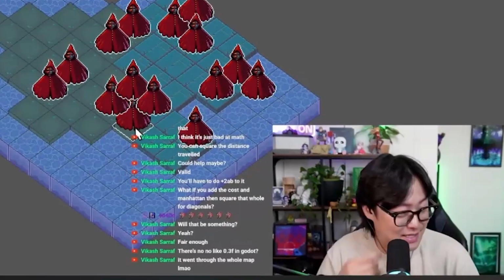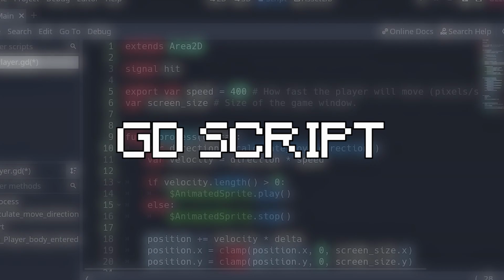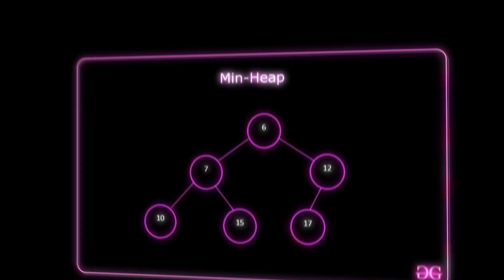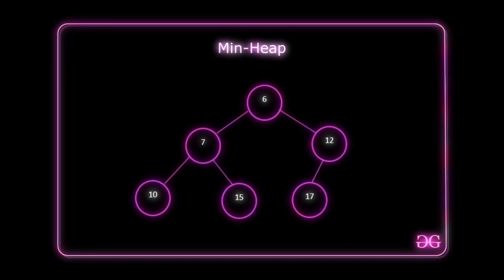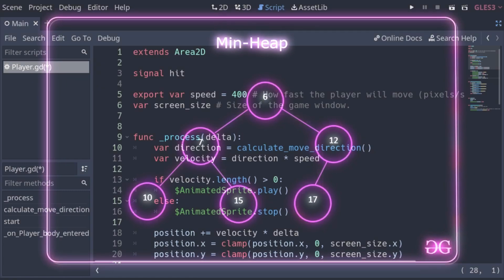Oh my goodness. GDScript, the language of choice in Godot, does not have an implementation of min-heap, aka priority queue. It is a critical component in choosing the lowest path. But regardless, I needed it because that's the way to implement the algorithm.